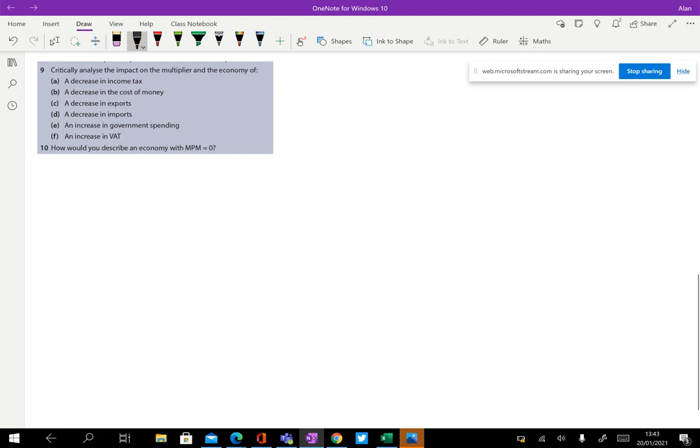Well, let's have a look at 9a. Let's see if we can make some sort of sense of this. A decrease in income tax. So income tax is going down, which means your personal tax is decreasing. The amount of tax that you have to pay the government has decreased. Now, if the amount of tax that I have to pay the government falls because the tax rate goes down, what does that mean for my consumption? Does it increase or decrease?